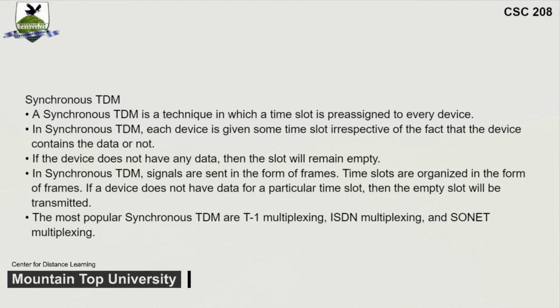In synchronous TDM, signals are sent in the form of frames. Time slots are organized in the form of frames. If a device does not have data for a particular time slot, then the empty slot will be transmitted. The most popular synchronous TDM are T1 multiplexing, ISDN multiplexing, and SONET multiplexing.